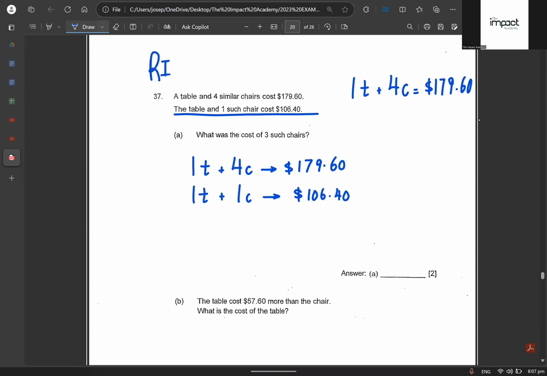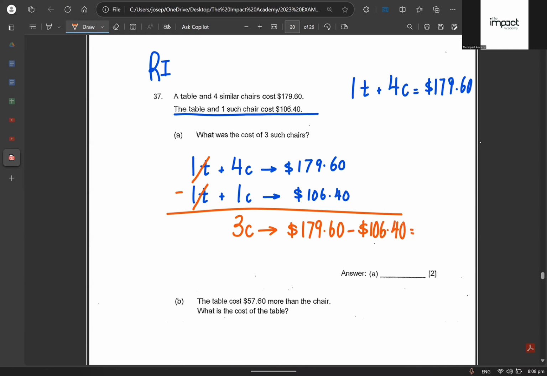And always remember the concept. This is called repeated identity. In this situation, what happens? Listen up very carefully, okay? You see, table and table is the same, right? So in this situation, you will just say three chairs is equals to $179.60 minus away $106.40. Do you understand or don't understand? Okay. All right. $179.60 minus away $106.40, you get to an answer of $73.20.